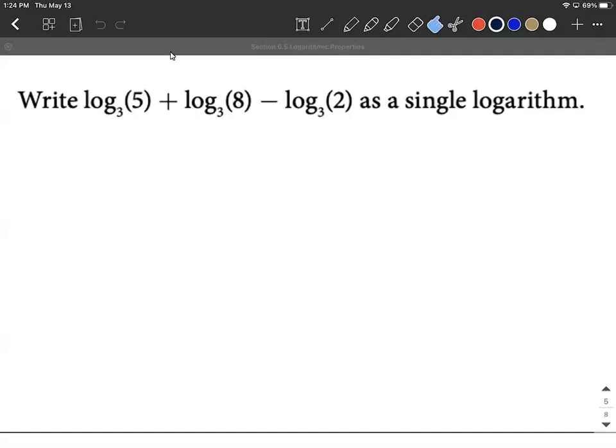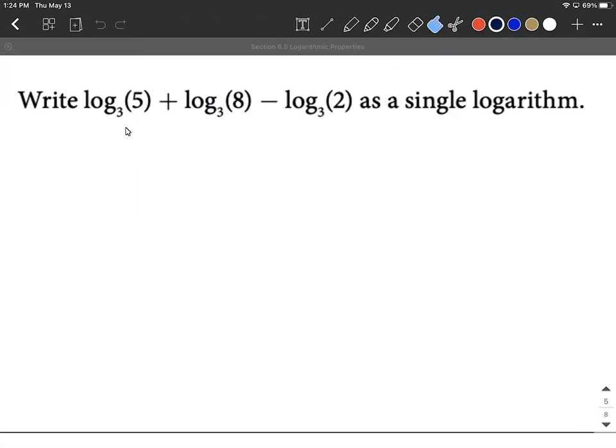Let's combine some logarithmic expressions together into a single logarithm. Whenever we're doing these, it's important that we have the exact same base on each of the logarithms to be able to combine them together. But then the next thing we always look for are, do we have any multiples sitting out in front of the logarithms? And in this case, we don't really.